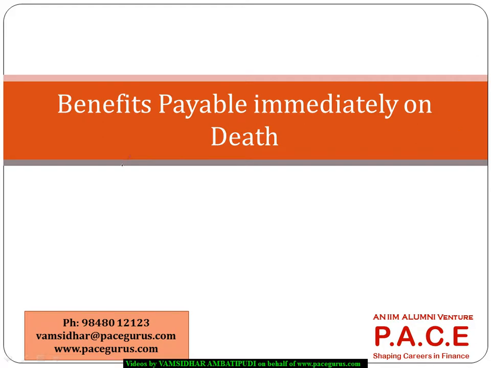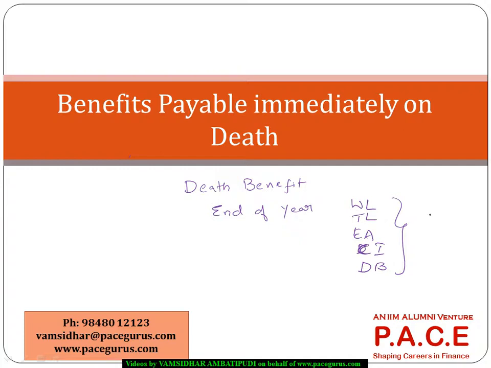In the earlier session, we focused more on the death benefits that are typically paid at the end of the year of death, whether it is whole life, term life, endowment assurance, critical illness, or even the deferred benefits. In any of them, what we have seen is that the benefit was paid at the end of the year of death.